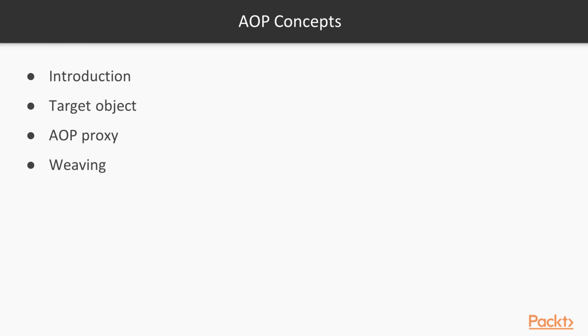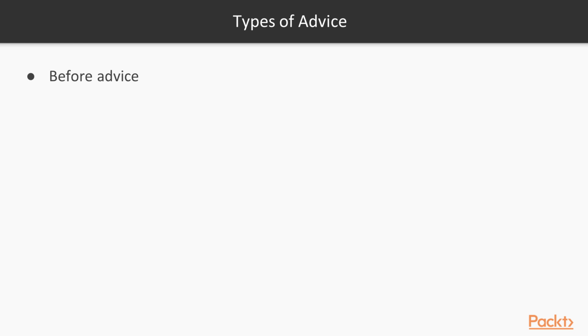And last concept of AOP is weaving, which is linking aspects with other application types or objects to create an advised object. This can be done at compile time, like in the AspectJ case, or load time or runtime. Spring AOP, like other pure Java AOP frameworks, performs weaving at runtime. Let's take a look at types of advice we can leverage in our applications.